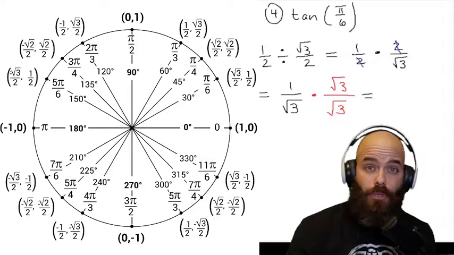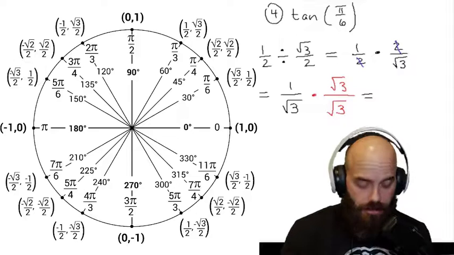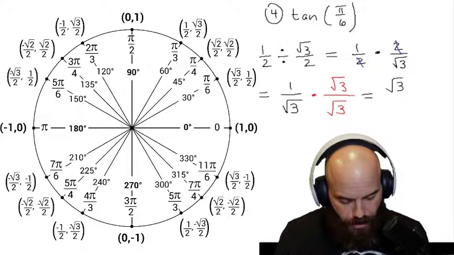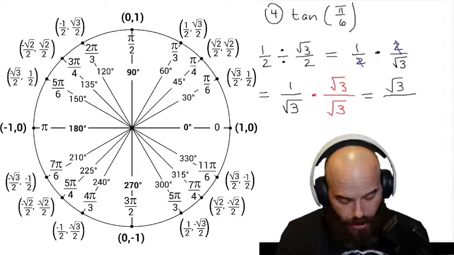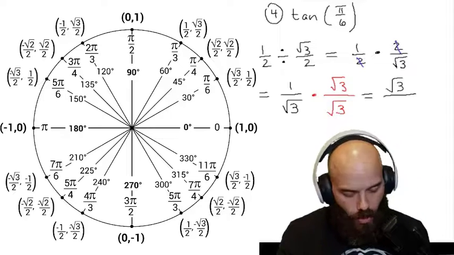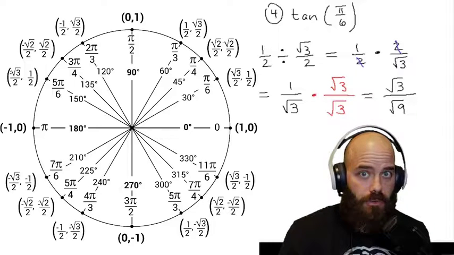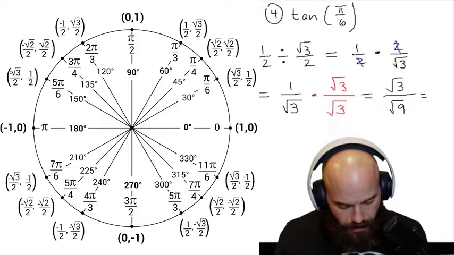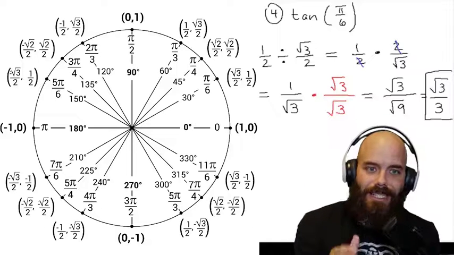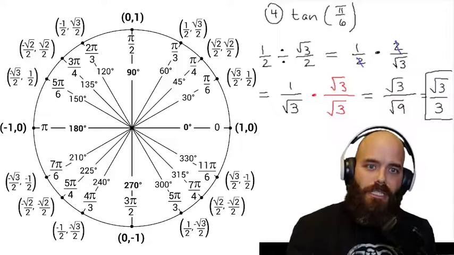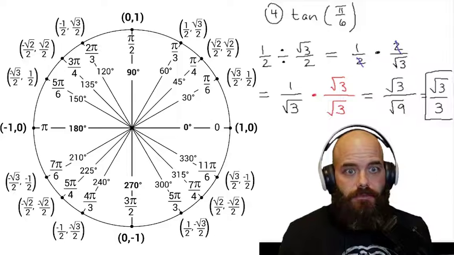And so what happens when you multiply 1 by square root of 3? You get square root of 3. When you multiply square root of 3 times square root of 3, you get square root of 3 squared, or the square root of 9. And we all know the square root of 9 is 3. So my final answer is going to be the square root of 3 over 3. That's how I want to express the tangent of pi over 6.